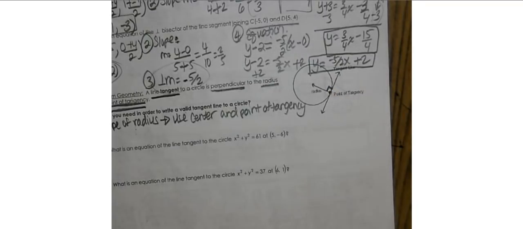Why? Because a radius always goes through the center, and we want to find the perpendicular bisector, or our line of tangency, which will always go through that point of tangency. So those are going to be the 2 points that we're going to be working with in order to find the slope of our radius.